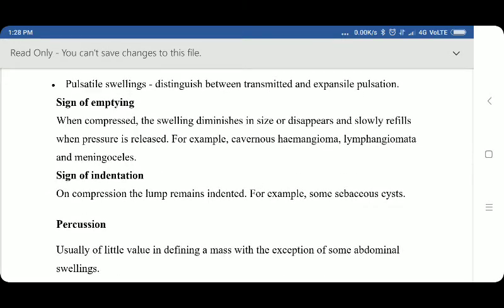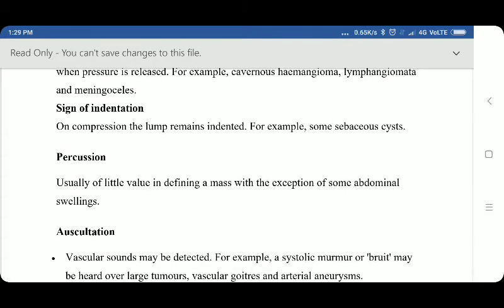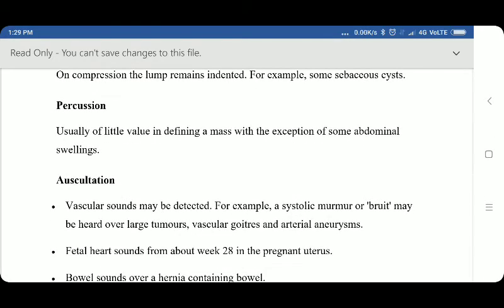Then we have to look for signs of emptying. When compressed, the swelling diminishes in size or disappears and slowly refills when pressure is released. For example, cavernous hemangioma, lymphangiomata, and meningoceles. Signs of indentation. On compression, the lump remains indented, for example, some sebaceous cysts. Percussion is usually of little value in defining a mass, with the exception of some abdominal swellings.